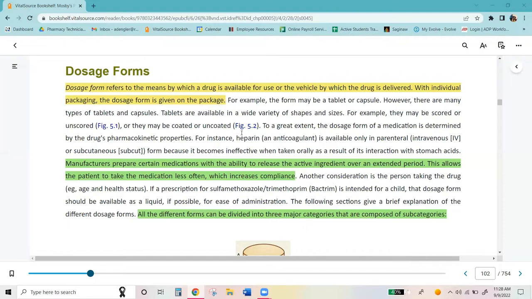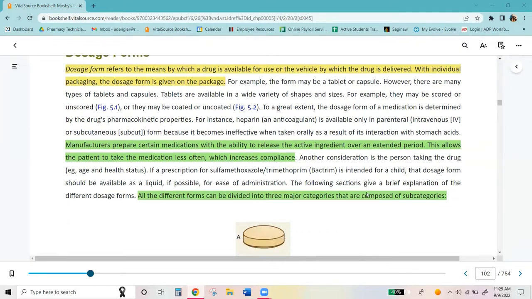Another consideration is age and health status. A child might not be able to take a tablet or a capsule, so usually the liquid form is prescribed. Also, if somebody is older, they might not be able to take a tablet or capsule, so we would have to give them another dosage form, liquid probably, or injectable, depending on what it is. And that would be the same if somebody couldn't swallow for any reason, like if they were in some type of medical coma, something like that.